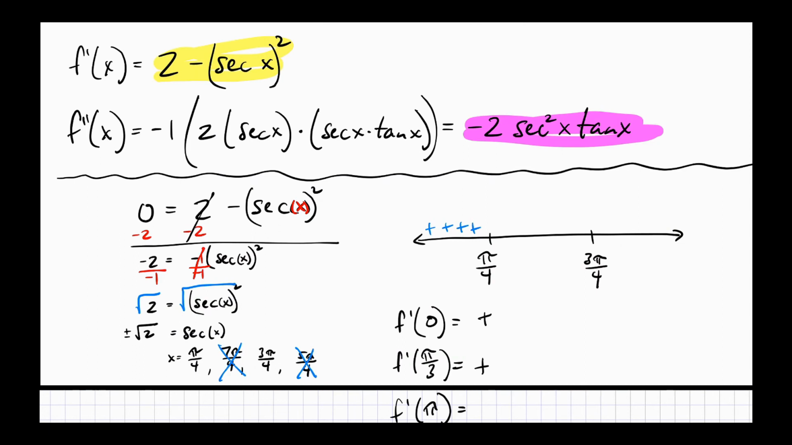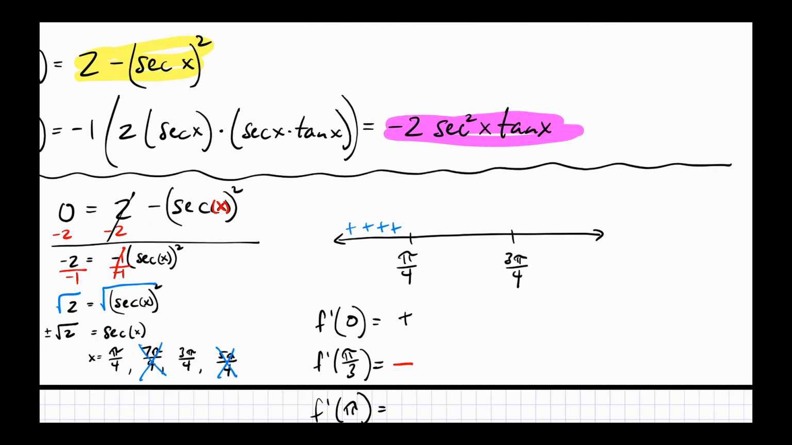Wait, what? Oh, okay, yeah, that's right. Secant of pi over 3 is positive 2. Positive 2 squared is 4. 2 minus 4 is a negative. So it's actually negative. So good thing I checked a different number. If that happens, check another number in between there.